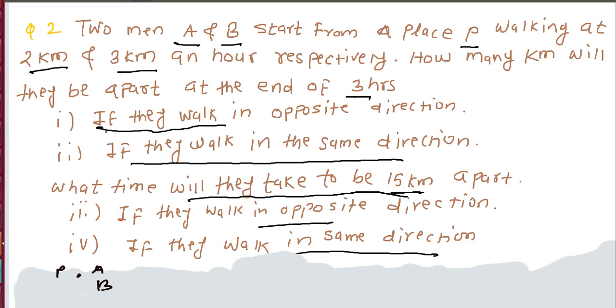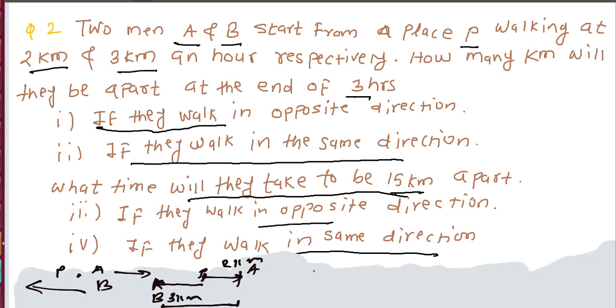If number one, if they walk in the opposite direction, that means A walks in this direction, let's say, and B walks in this direction. So in 1 hour, A will travel 2 kilometers in this direction. So if P is here, in 1 hour A will be 2 km, and from here B is walking in this direction, so B will be 3 kilometers in this direction. So B will be here, 3 kilometers. In total, the distance between them will be 5 kilometers in 1 hour, right? So they have to walk for 3 hours.